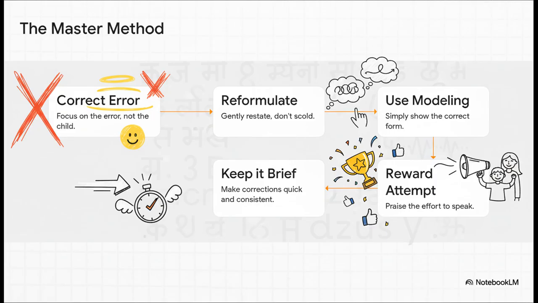Instead of scolding, the teacher just gently rephrases the sentence. They model the correct way to say it, and, this is huge, they praise the student's attempt to communicate. And they keep the whole thing really brief and quick. This way, you don't disrupt the flow, and you don't turn a learning opportunity into a moment of shame.